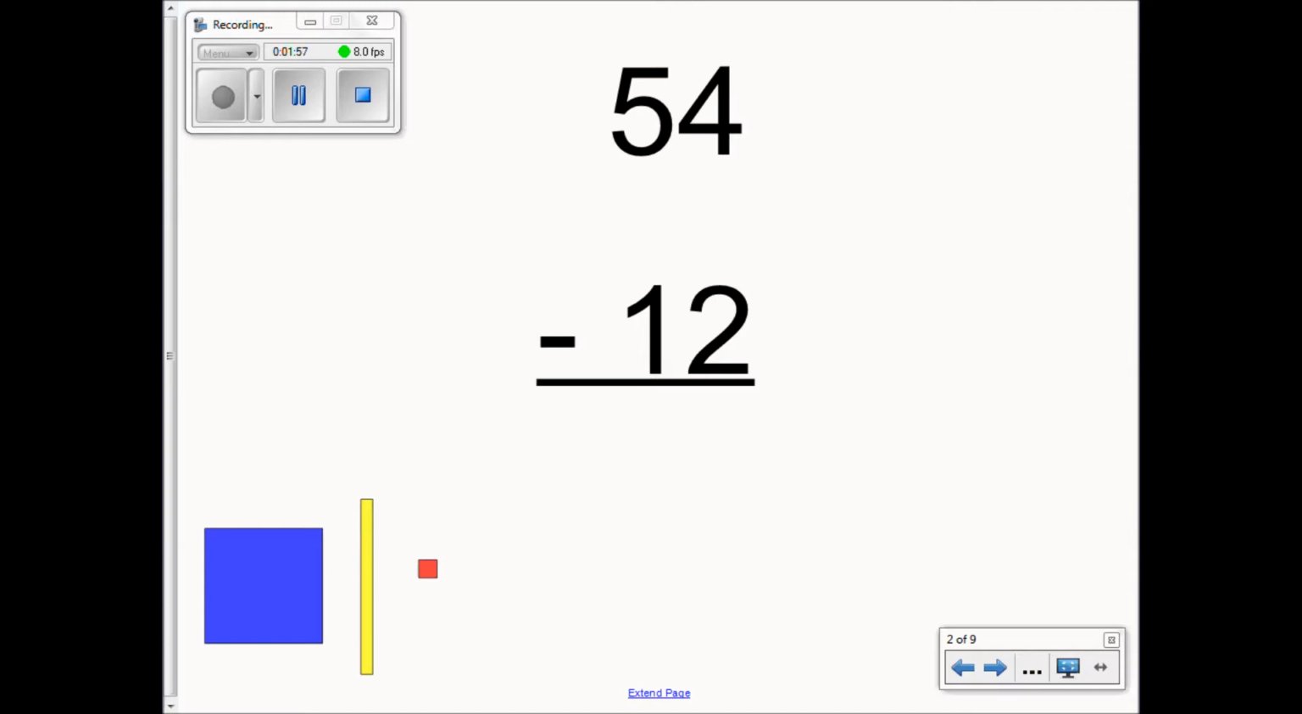So when I begin to subtract, I'm going to take these base 10 blocks, and the first thing I have to do is build 54. I know that 54 means 5 tens and 4 ones. So I'm going to bring 5 tens right up here. And then I'm going to come right over here. So I've got 5 tens, and I'm going to have 4 ones.